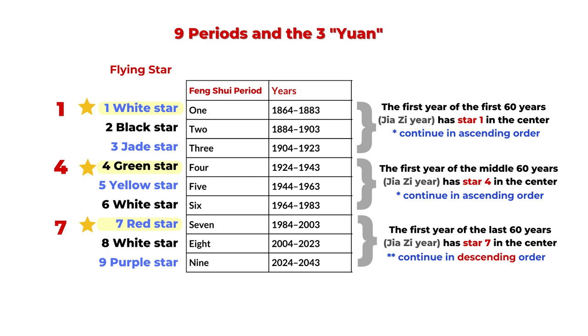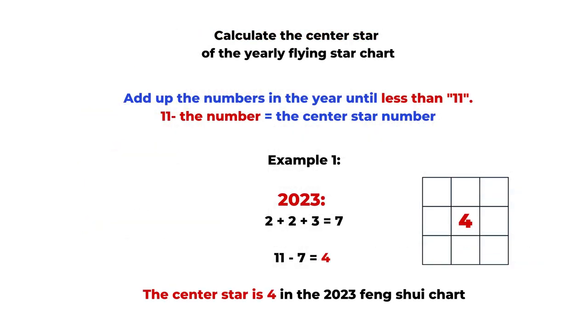There's another way to calculate the center star of the yearly flying star chart. It's by adding up the numbers in the year and then using the number 11 to minus that number. And that's the number for the center star of that year. For example, this year is 2023. If you want to find the center star of the yearly flying star chart, you can just add up all the numbers in the year. So 2 plus 2 plus 3 equals 7. And we use the number 11 to minus the number we just calculated. So 11 minus 7 is 4. So number 4 is the center flying star of this year.